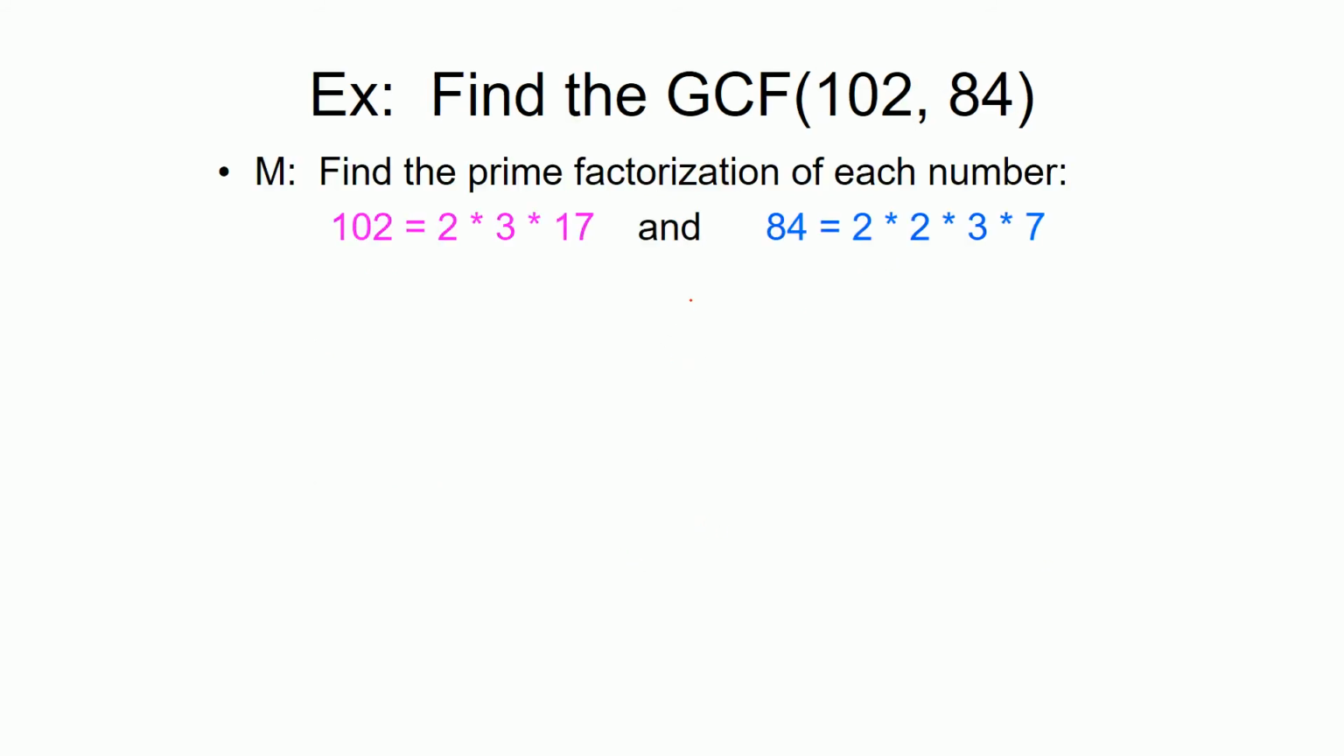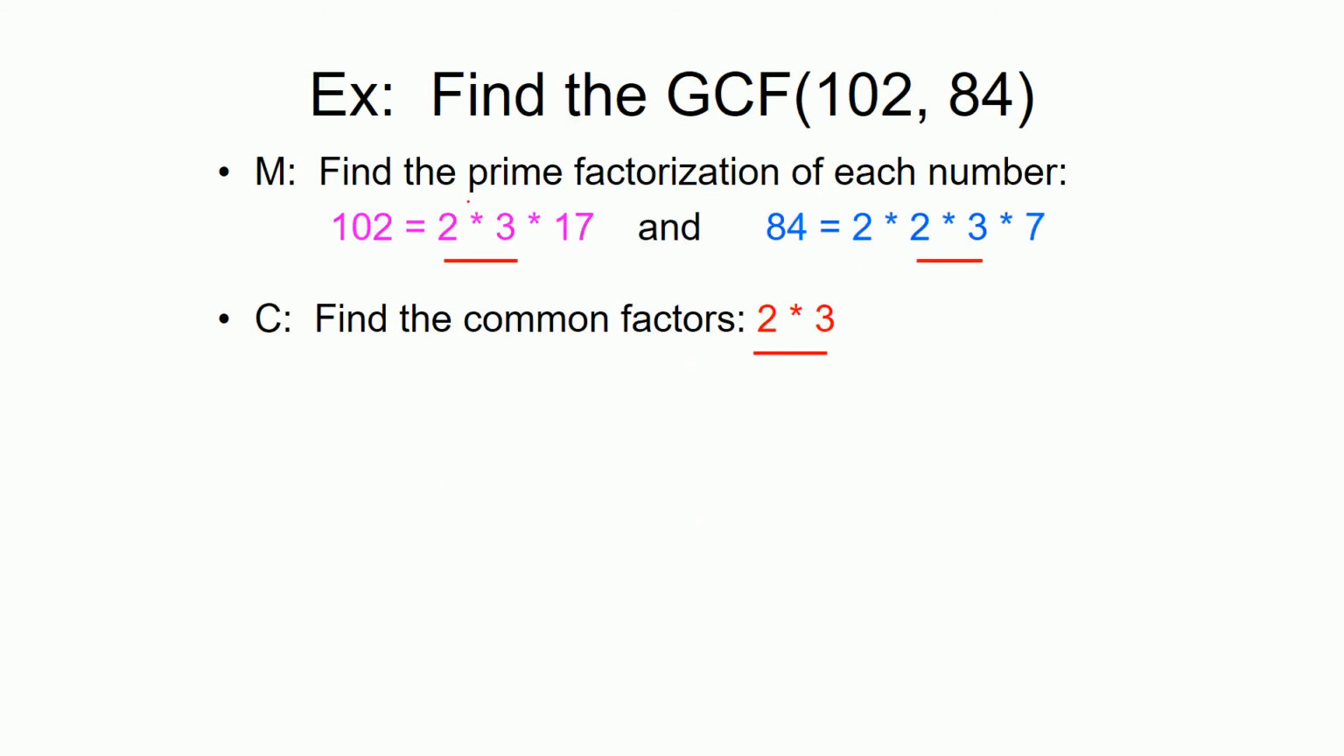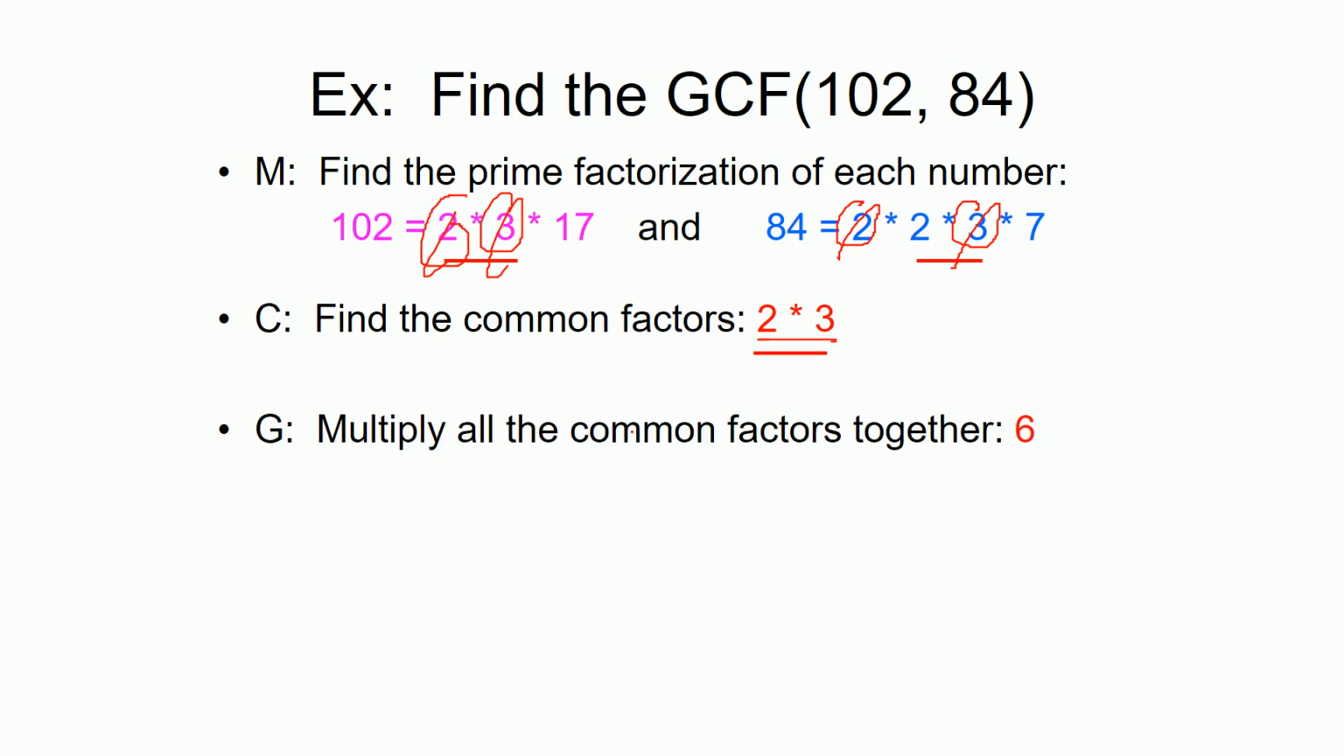And now what do we have to do? We have to find out the common factors. So this 2 is common, then we have 3 as common. So 2 into 3. These are the common factors. 2 into 3 is 6, because we have to multiply the common factors together. So 6 is the GCF or GCD of 102 and 84.